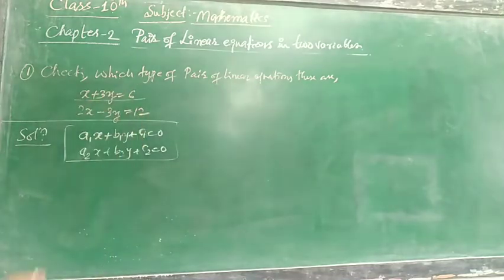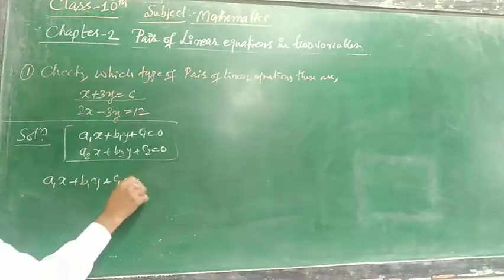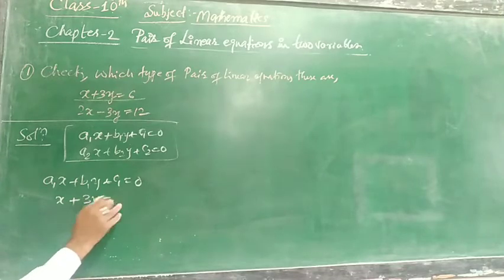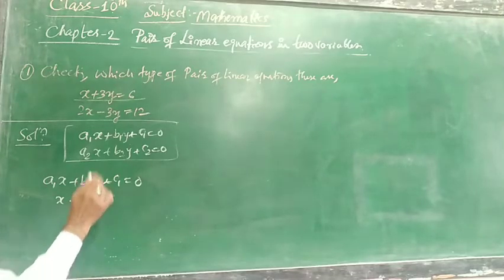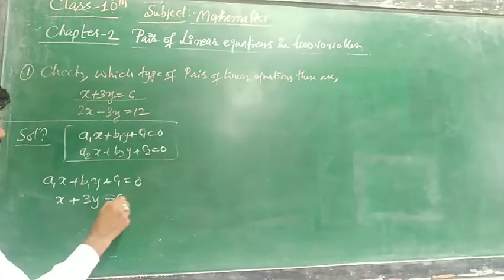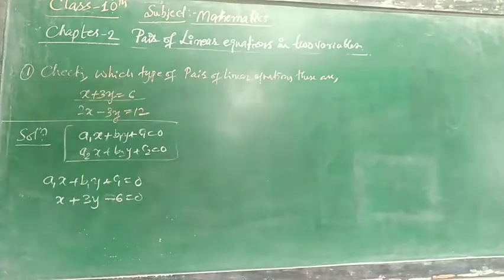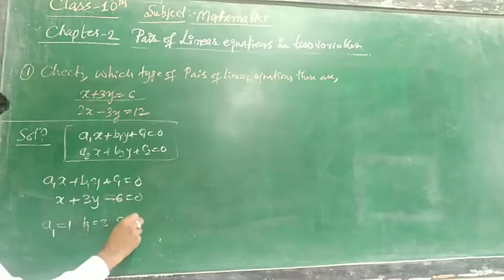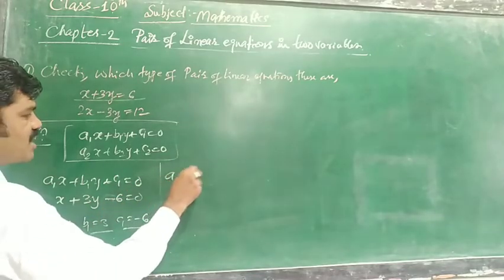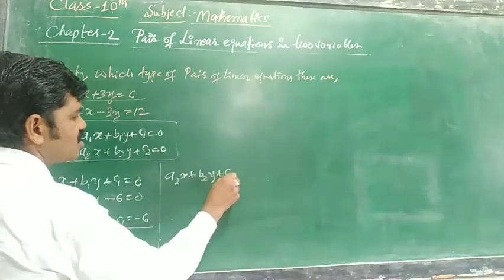Let us take the very first one. The first one is a1x plus b1y plus c1 is equal to 0. So x plus 3y is equal to 6, that is x plus 3y minus 6 is equal to 0. This 6 will go inside and it's going to become minus 6. So we have taken a1 is equal to 1 and b1 is equal to 3 and c1 is equal to minus 6. The second one, a2x plus b2y plus c2 is equal to 0.